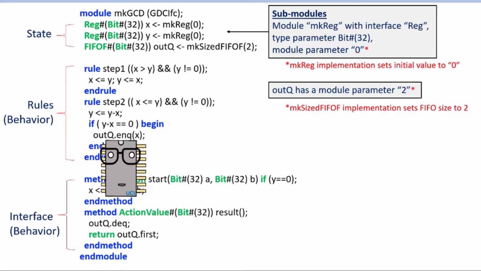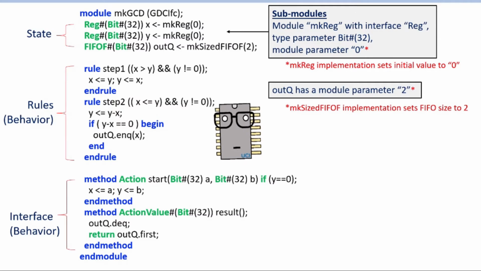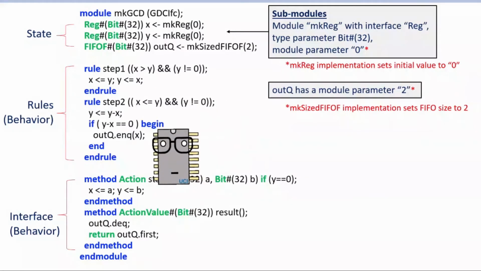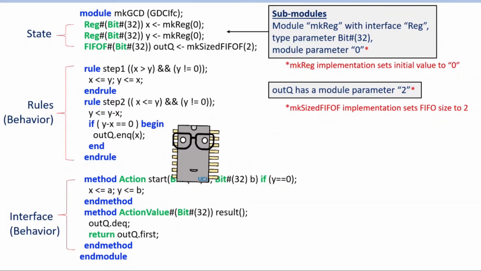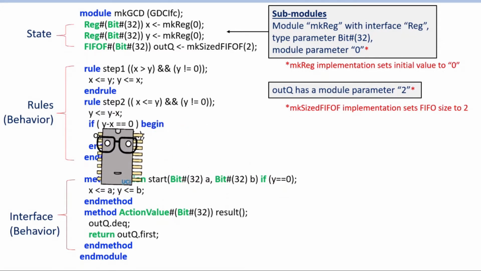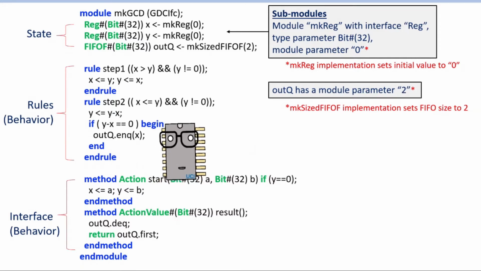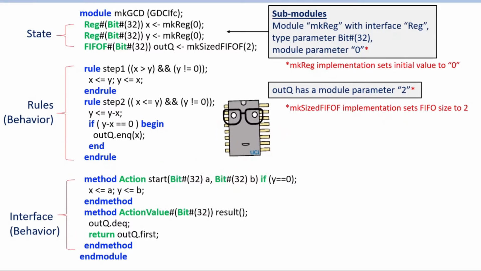If this rule, step 2, wants to call outQ.enq, all of outQ.enq's guards have to be satisfied. Otherwise, this whole rule won't fire, because all of these rules are transactions and they're atomic. Everything needs to execute or nothing will. So if the conditions are such that y minus x equals 0 is satisfied, and we go into this if statement, but some of outQ.enq's guards are not met, then this whole rule will never fire because it is a transaction.